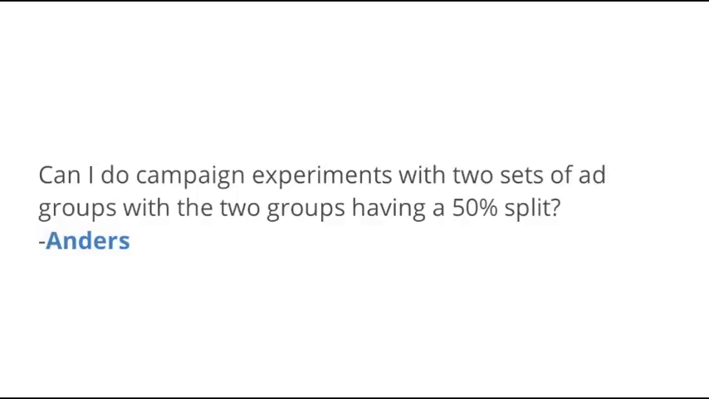So the second question comes from Anders, who asks, can I do campaign experiments with two sets of ad groups with the two groups having a 50% split? It's a great question. You absolutely can. For those of you who don't know, campaign experiments are basically a way to compare the performance of various keywords or ad groups or ads. You've got a certain percentage that you're going to control, and a certain percentage is going to be part of the experiment.